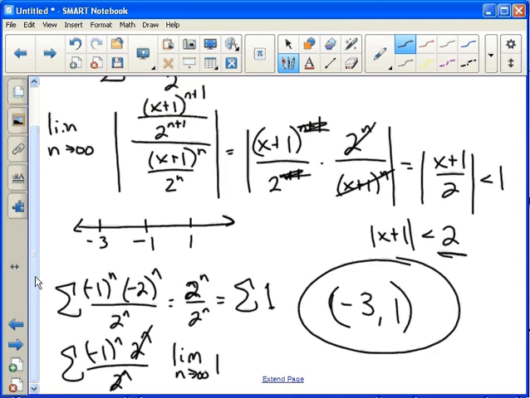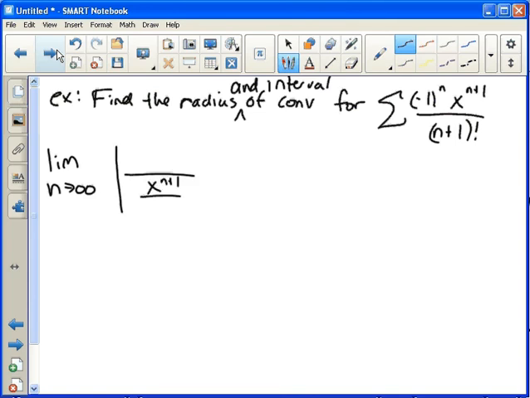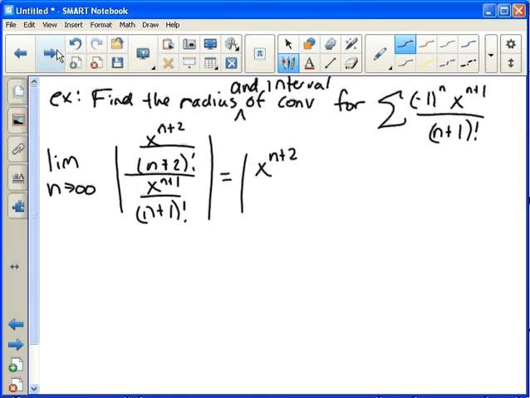Okay, this example we're going to find the radius and interval of convergence here. So we need to do the ratio test. Remember, if you have to do the interval, you have to find the radius on the way anyway. So we put the original on the bottom, x to the n plus 1 over n plus 1 factorial, and then x to the n plus 2 over n plus 2 factorial, because we have to add 1 to the n's. So now I need to multiply by the reciprocal. I'm going to rewrite this as n plus 1 factorial times n plus 2. And this will be the reciprocal.